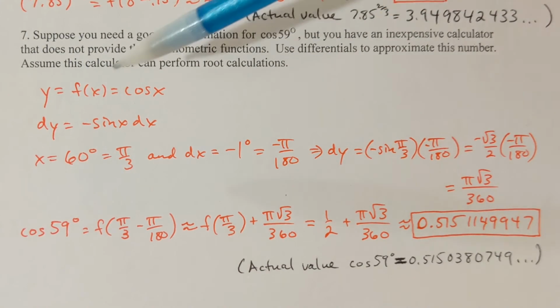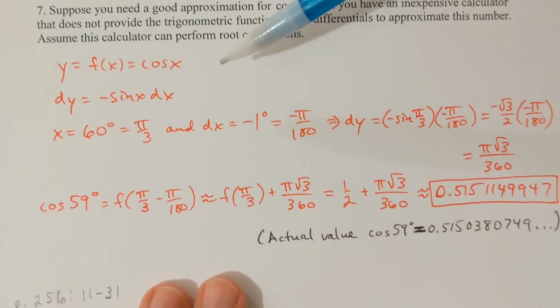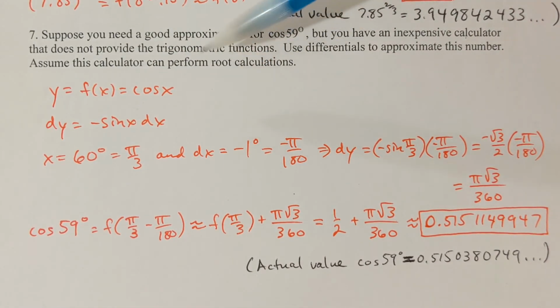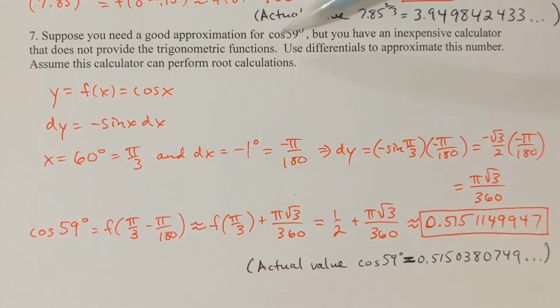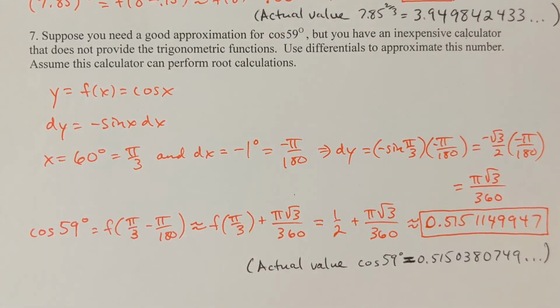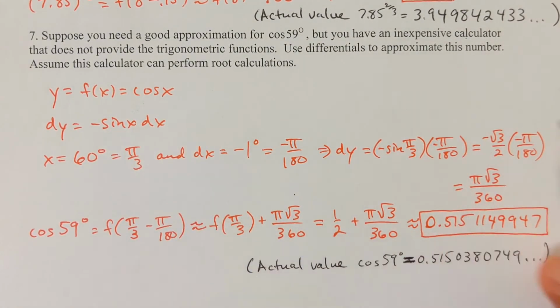Okay, well, this is going to be very similar to what we were doing up here. I'm going to let y equal f of x be equal to the cosine function, cosine of x. Since I want to know cosine of 59 degrees, it makes sense to let the function be cosine of x. dy is negative sine x dx.